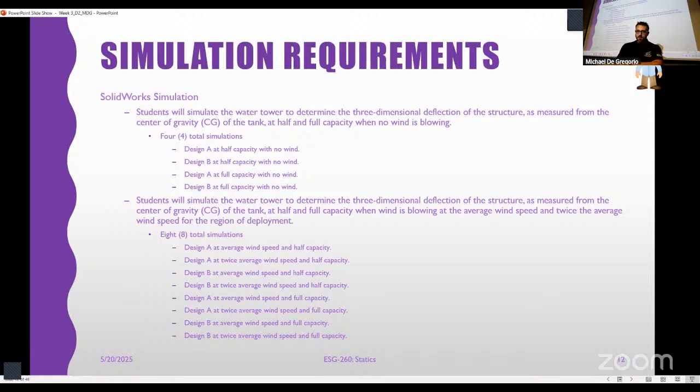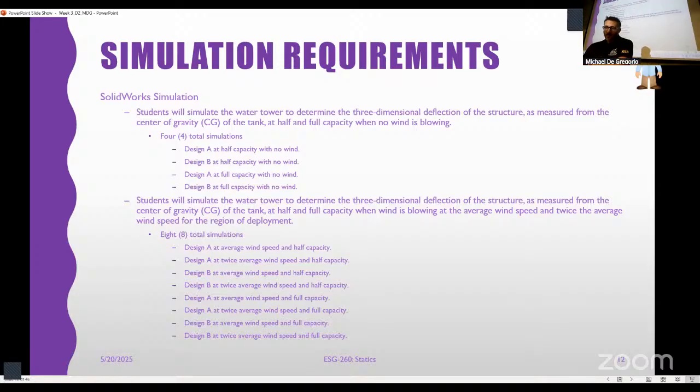Okay. And I'll post some videos in the announcements too, so you guys have some good resources for how to do that. Okay. Students will simulate the water tower to determine the three-dimensional deflection of the structure when the wind is blowing. Okay, so this one gets a little bit more complicated because there's 8 more sims that you have to run.